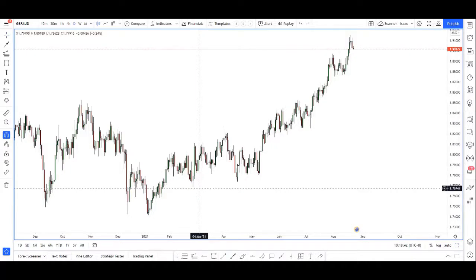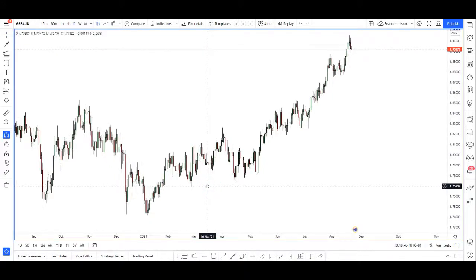And for today's trade of the day, we will be looking at pound Aussie. Right, so what I have here is pound Aussie on the daily.